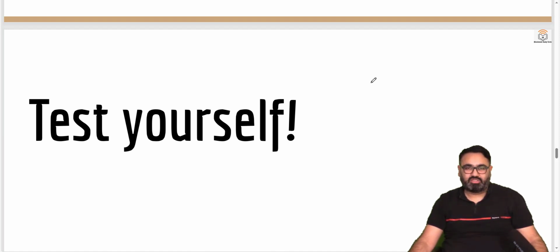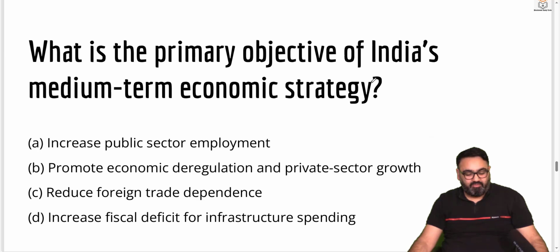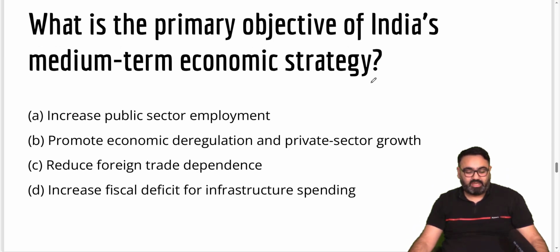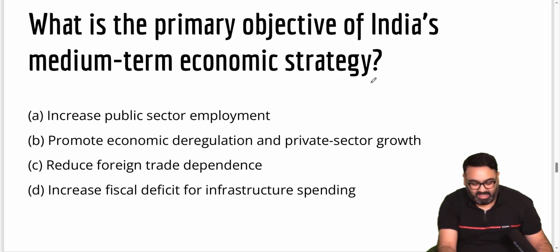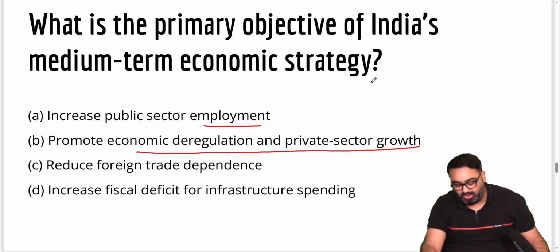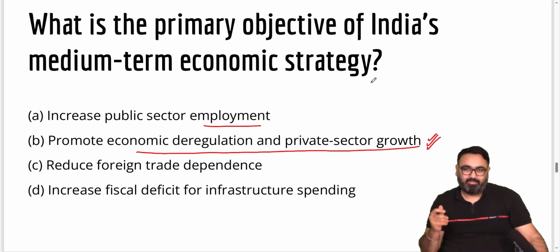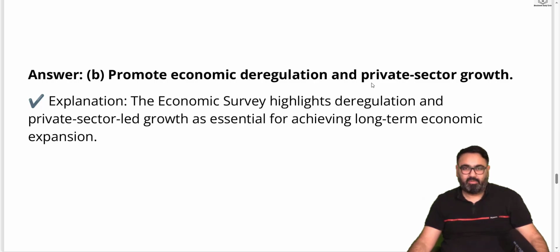Let me give you a few questions so that you can test yourself. First, what is a primary objective of India's medium-term economic strategy? Increase public sector employment, or promote economic deregulation and private sector growth? This was the one, if you remember. One of the themes was the government should take a step back, give a push to private sector and have deregulation. This was a big aim.